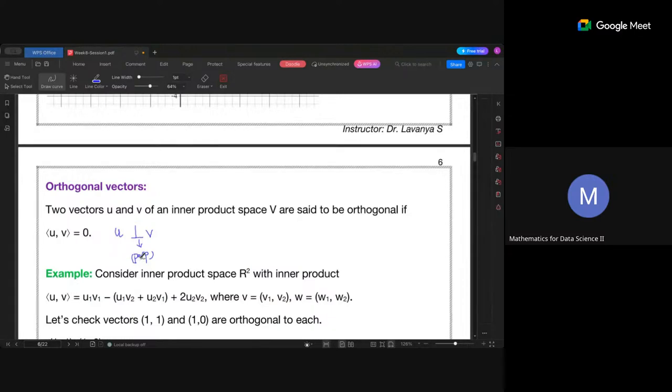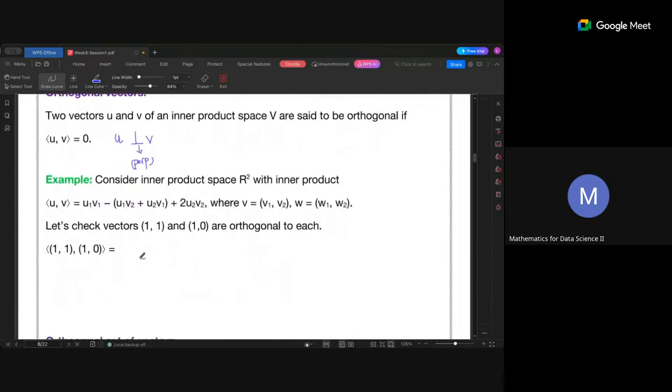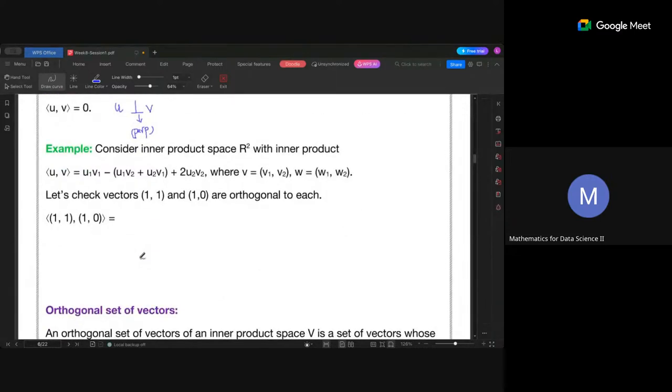Now consider this inner product in R2, inner product of U comma V defined in this way. Let's check whether the vectors are orthogonal to each other. Can you calculate the inner product of these two vectors according to this definition? We have to check according to this inner product, not the usual one, because you are specifically given the inner product.